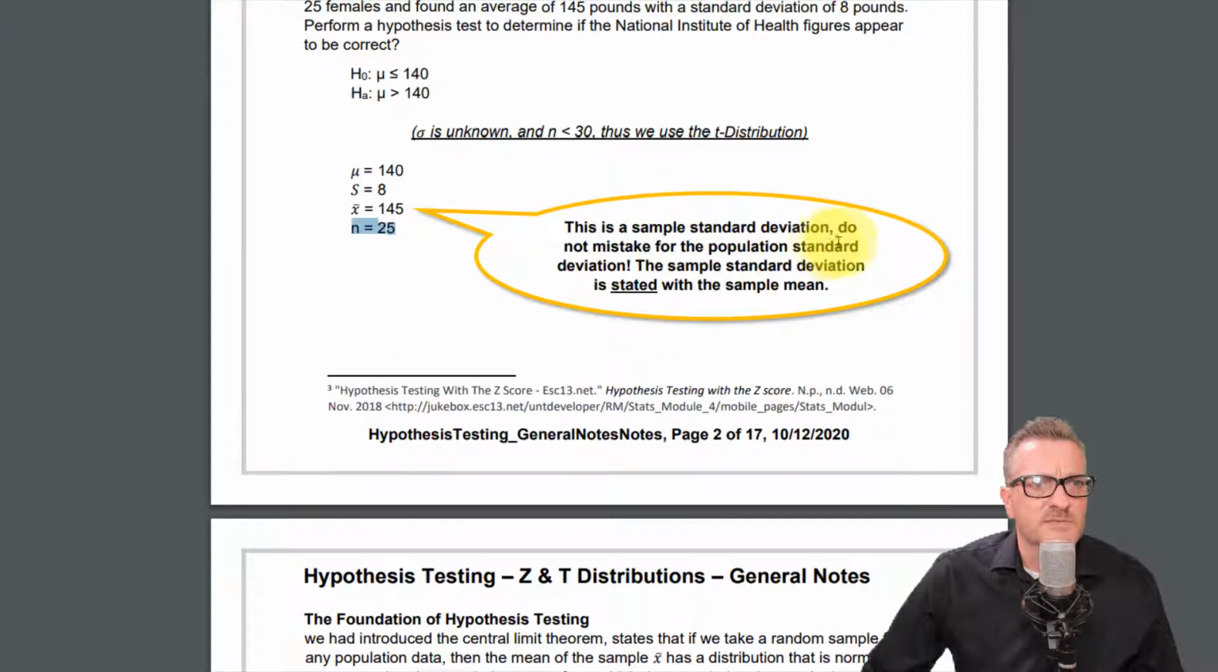This is a sample standard deviation. Do not mistake it for the population standard deviation. The sample standard deviation is stated with the sample mean. That's exactly what I was talking about.